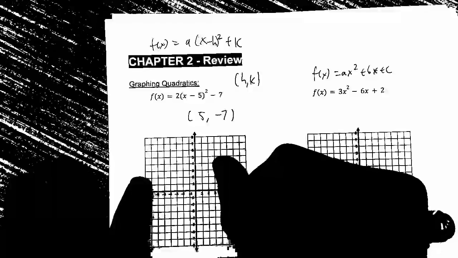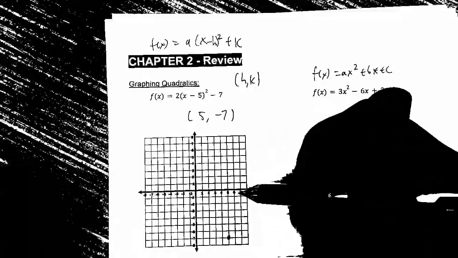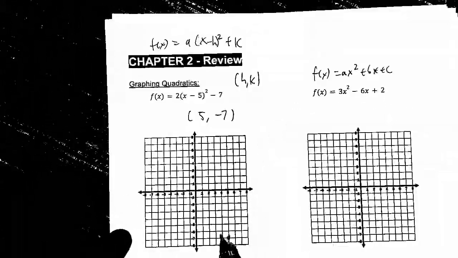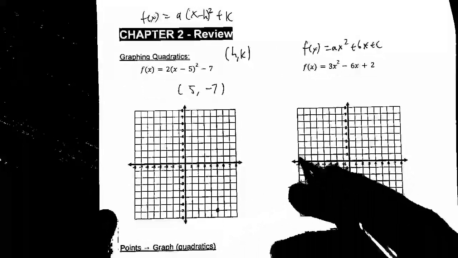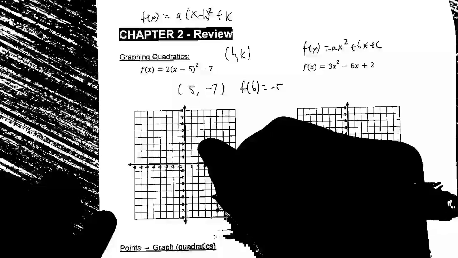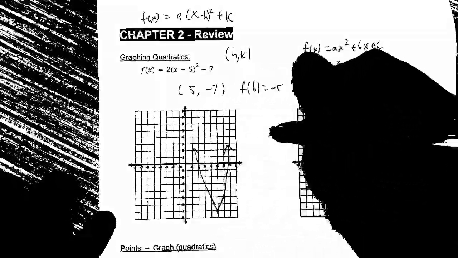If you were just doing a rough sketch, a good point to try is one of the x values adjacent to that vertex, like a 6. So if we just find f of 6, we'll get 1 squared times 2, we get negative 5. So from those 2 points, we can draw a rough sketch of what this parabola will look like.